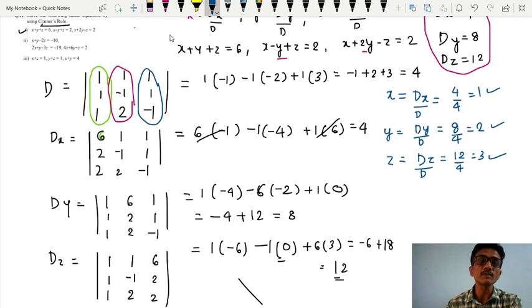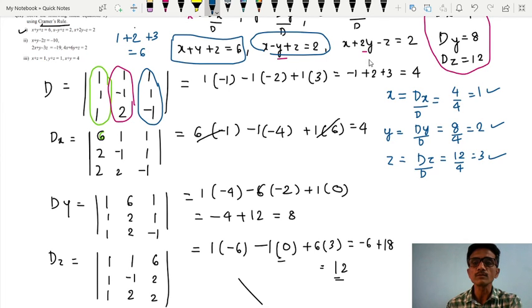Let us check whether this equation is satisfied by this value or not. If you put x is equal to 1 over here, y is equal to 2 over here, and z is equal to 3 over here. So what you are getting? It is 6. Any of the equations you choose and you substitute these values, it will satisfy. Even this equation: 2 times 1 is 2, 2 times 2 is 4, 4 plus 1 is 5, minus z. Z is how much? 3. So 5 minus 3 gives us 2. So therefore this is the correct answer.